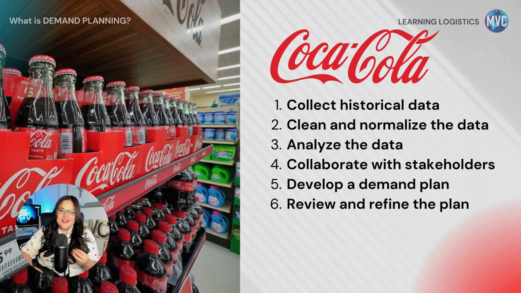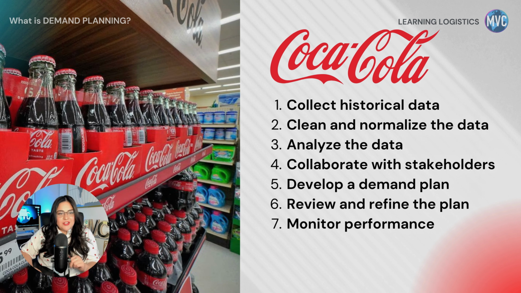The next step for Coca-Cola is to review and refine the plan. The demand plan will be reviewed and refined based on the feedback from stakeholders and any new information or insights that may have emerged since the demand plan was initially developed. This is a great example of being flexible and agile enough to make tweaks and changes and refine the plan that was already established, as we mentioned earlier.